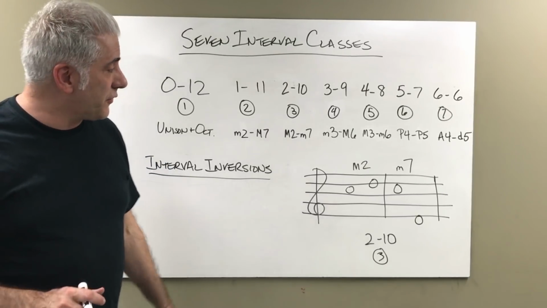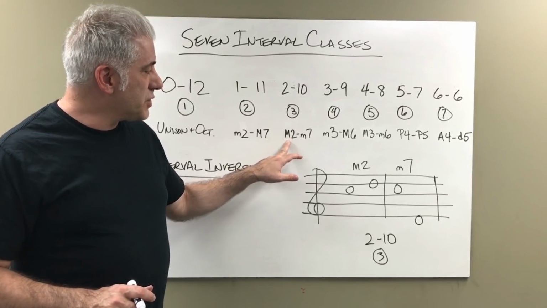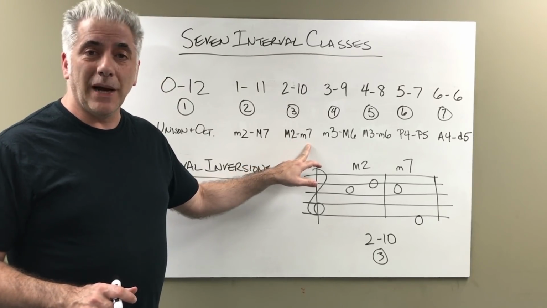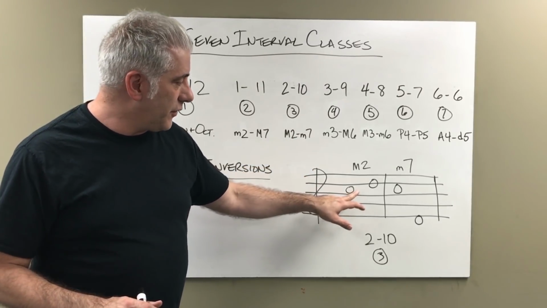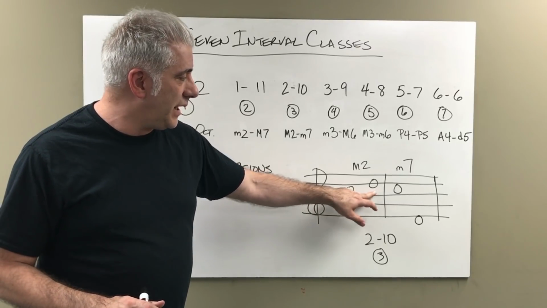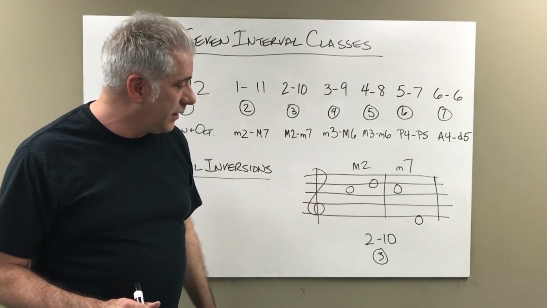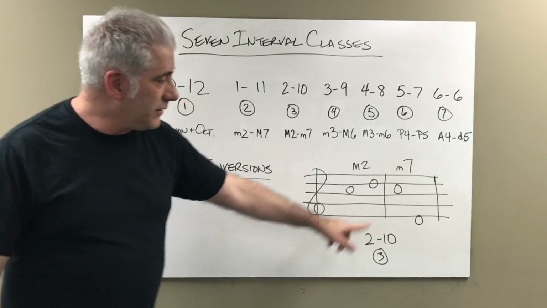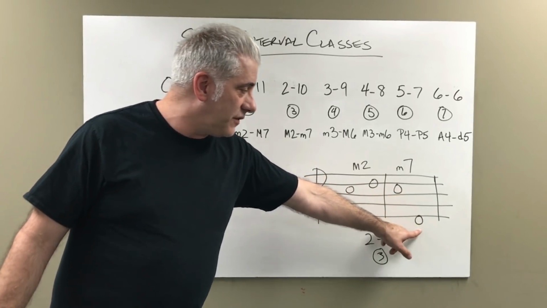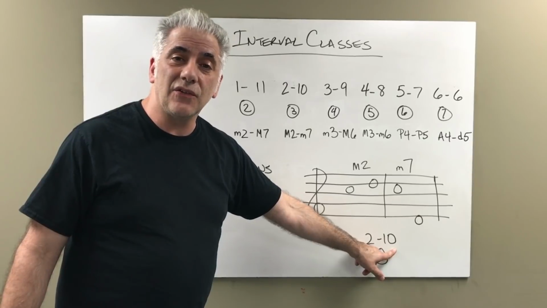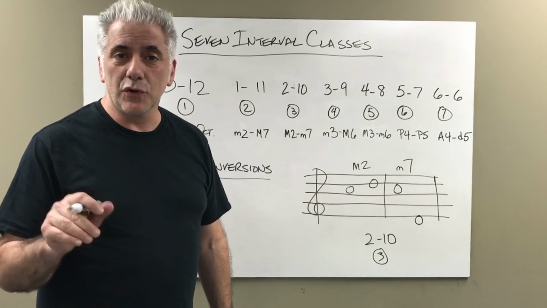Okay, let's take interval class 3. The major second and its equivalent interval, the minor seventh. Here it is illustrated. You have C to D, which is a major second ascending, which is 2 half steps, and descending, C down to D, is 10 half steps descending. That's what I mean by interval inversions.